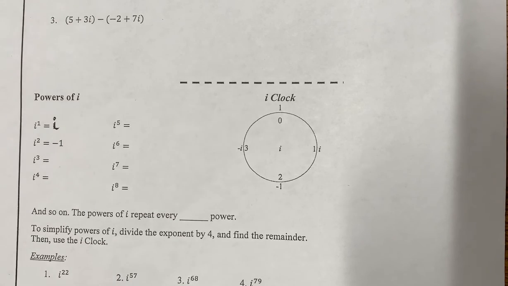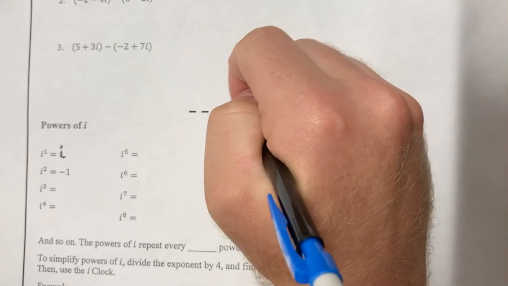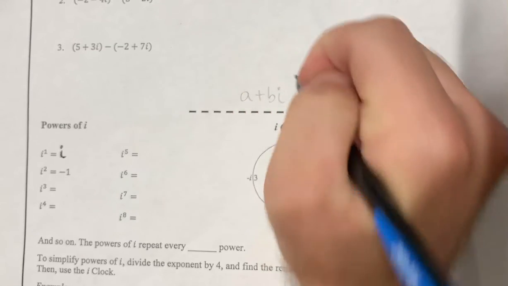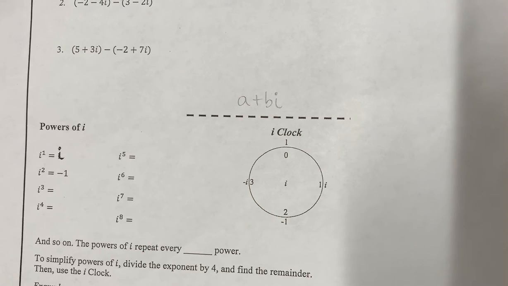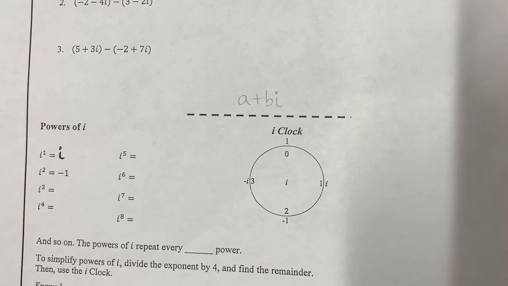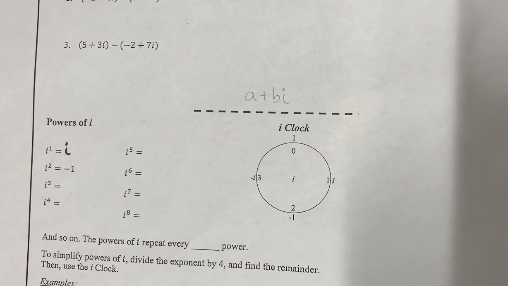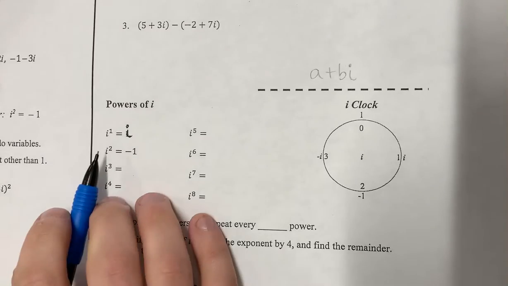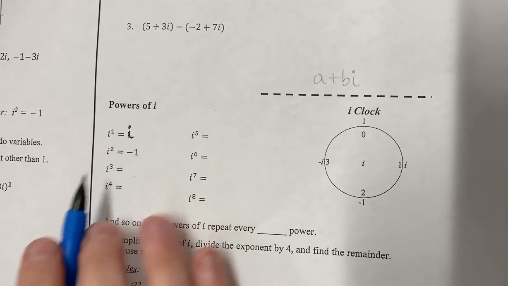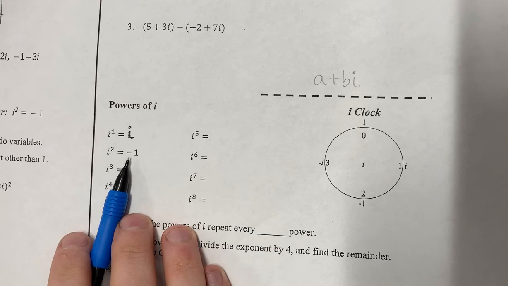Today we're going to talk about powers of i. Complex numbers are of the form a plus bi, and that's how we want to write complex numbers. We don't have any exponents in that form, so if we have exponents with a power of i, we're going to talk about simplifying those today. i to the first is i, and i squared is equal to -1.